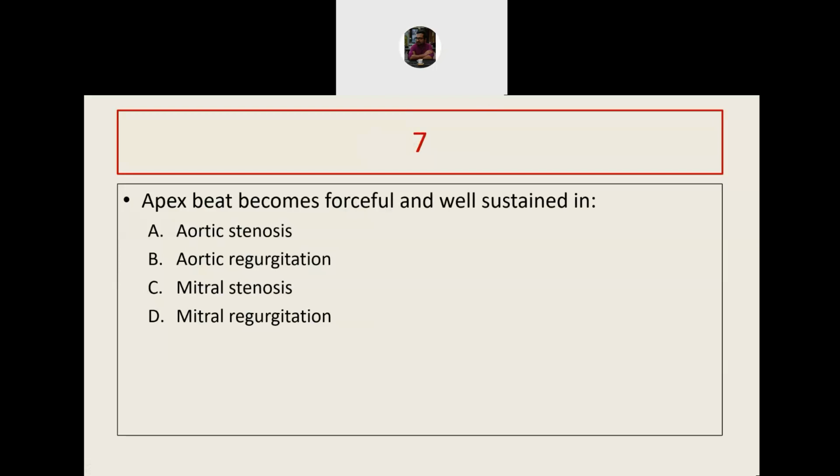Apex beat becomes forceful and well sustained in. As it is well sustained, that means there is an outflow tract obstruction. And as it is forceful, that means there is left ventricular hypertrophy. So the two things will happen together if the patient has aortic stenosis. So the answer will be A, aortic stenosis.